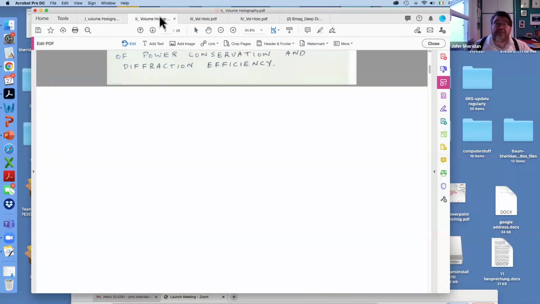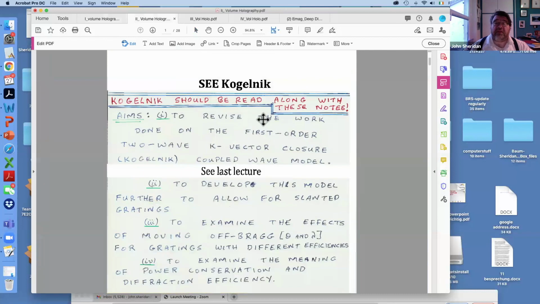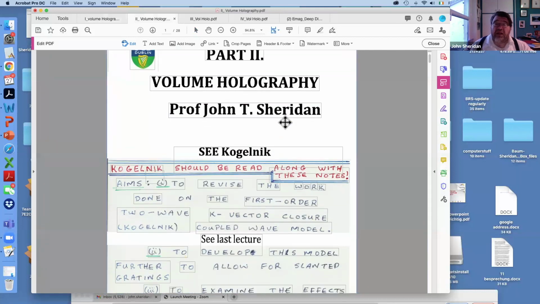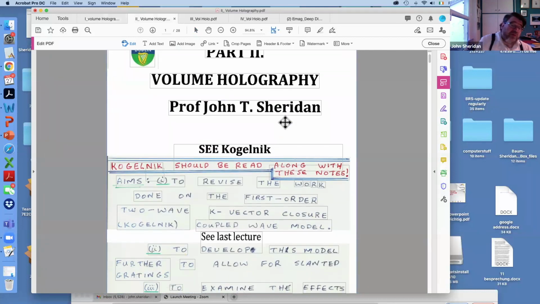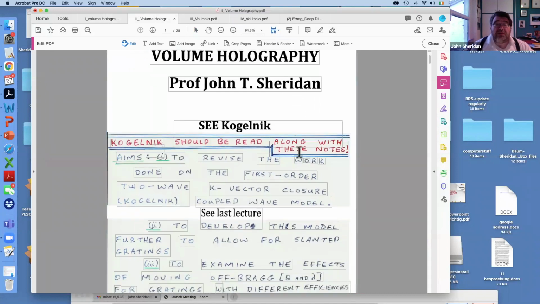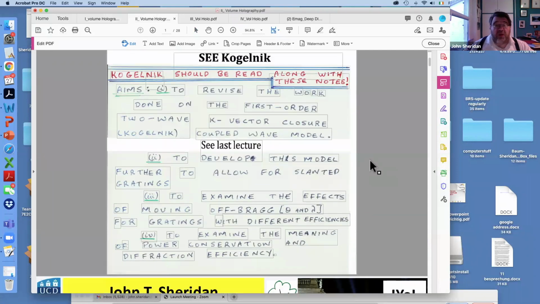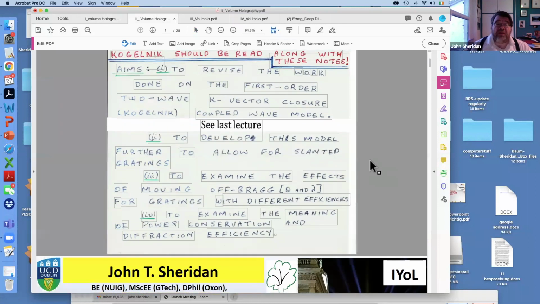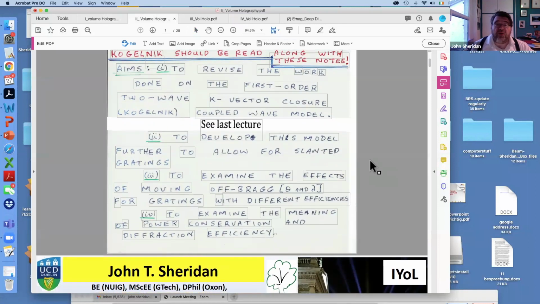Okay. Now, again, the emphasis here so far has been very much on Kogelnik and on Sims to flesh these things out. What are we going to do here? Well, we want to revise the work done on the first. Well, we don't have to do that so much. We're fairly clear on that, but we want to make sure everybody knows what's going on.